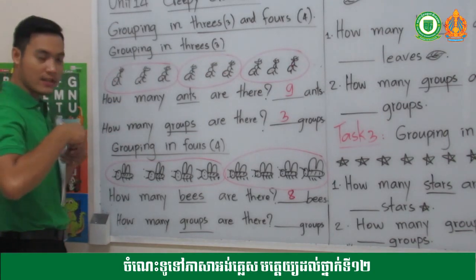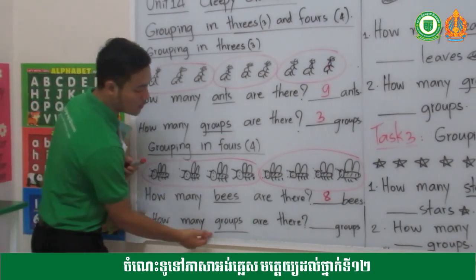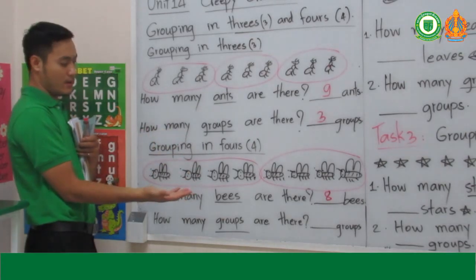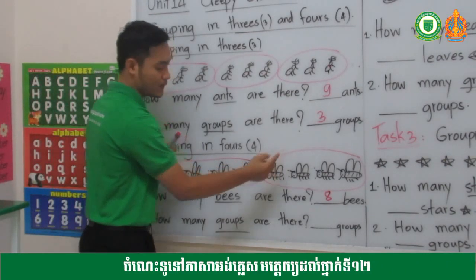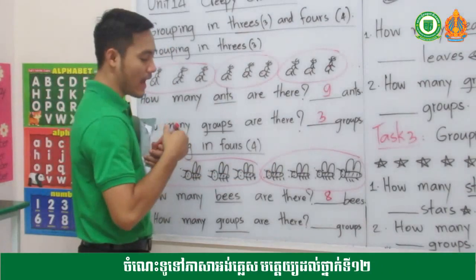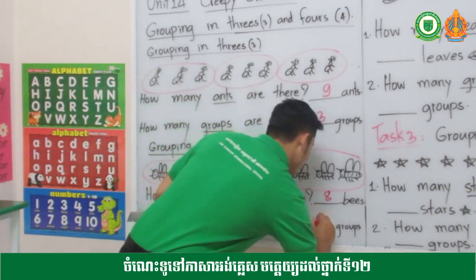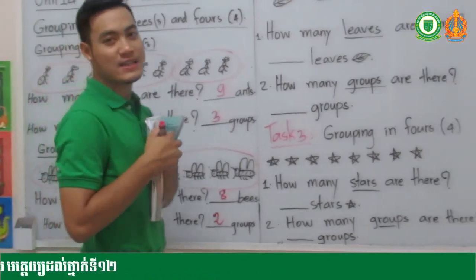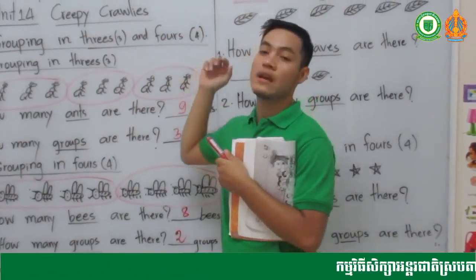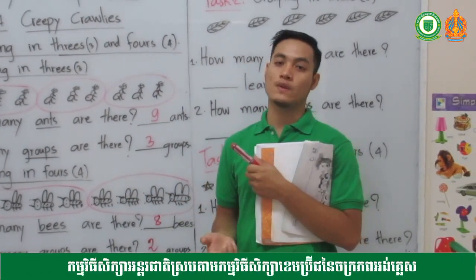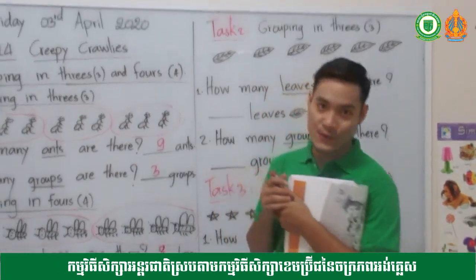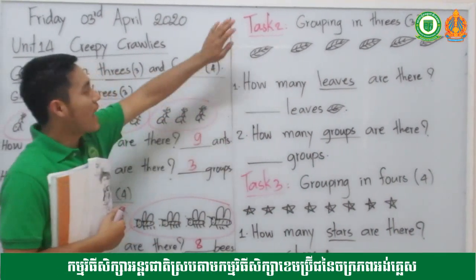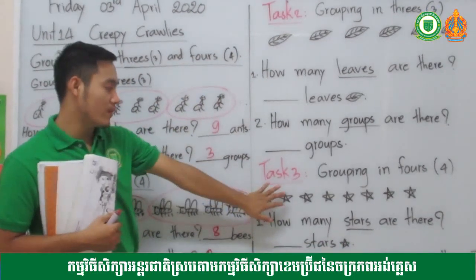So we go to question number 2. How many groups are there? How many groups are there after you group it? 1 and 2. So you can complete the answer here. There are 2 groups. Okay, so that's all for grouping in threes and grouping in fours. Now we're going to do our task 2 and task 3. Okay, here is your task 2 and here is your task 3.